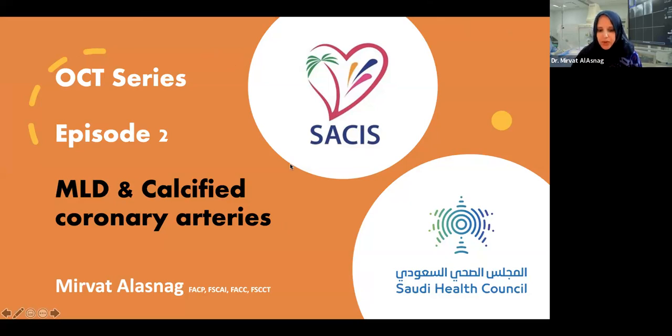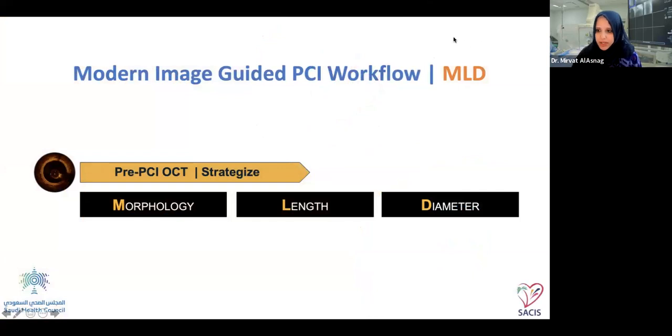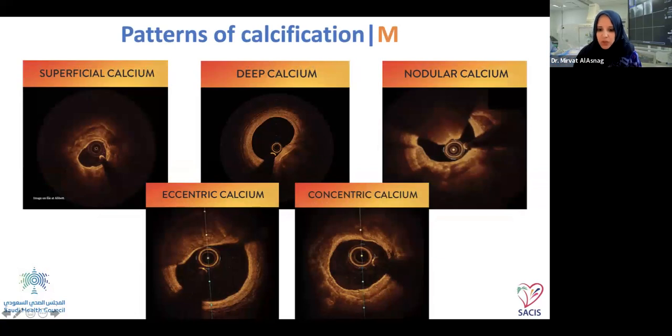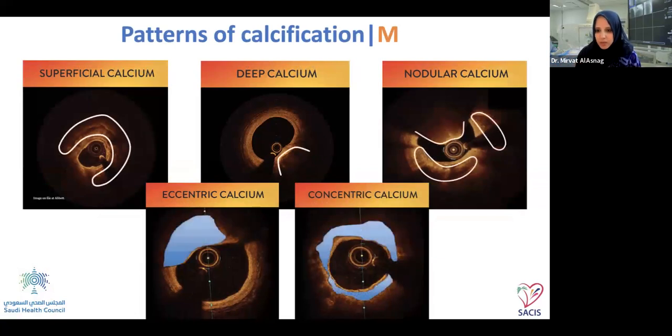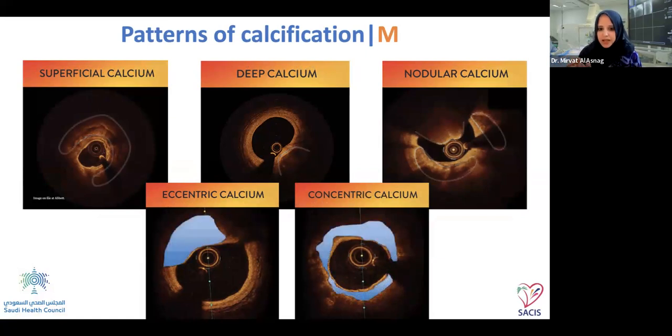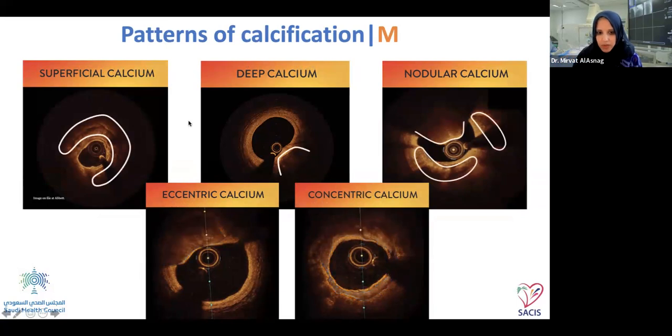Okay. So we're trying to focus on calcified lesions today. If you remember from last time, we said MLD, which is morphology, length, and diameter. And this is what we do pre-imaging. So our focus is, when you do see a calcified lesion, to try to assess all of these. It's not enough that when we see calcium, we say, oh, this is calcium. We need to actually quantify the calcium. We need to describe it, because it has implications in terms of management.